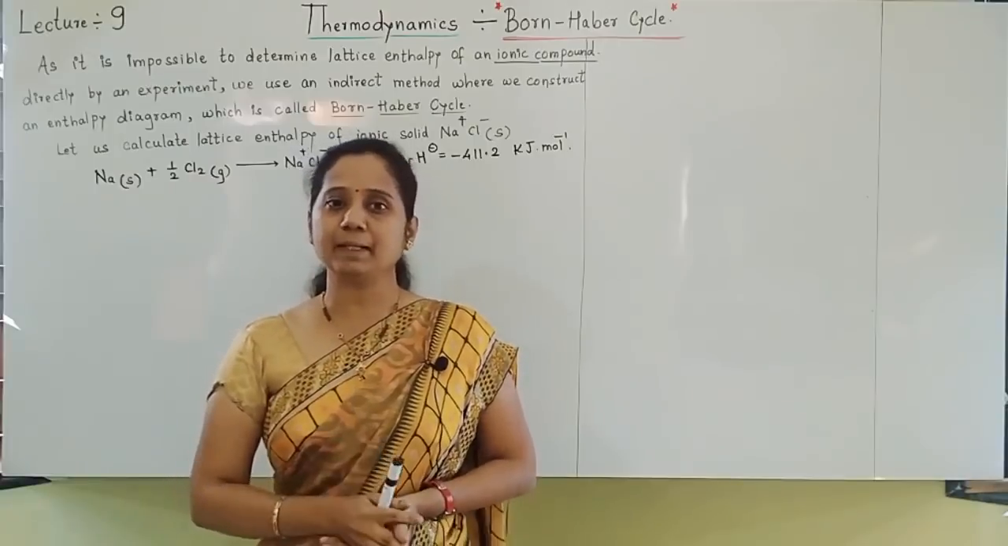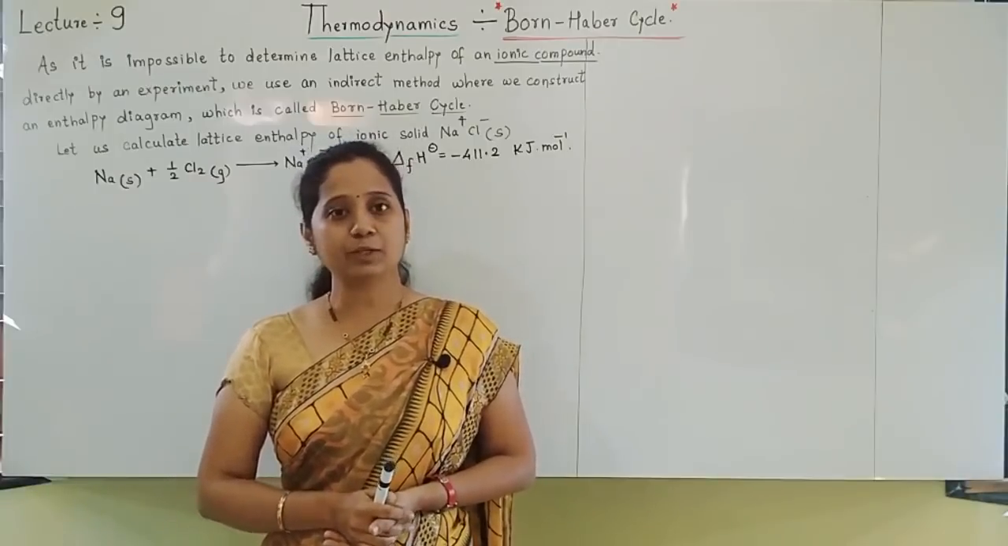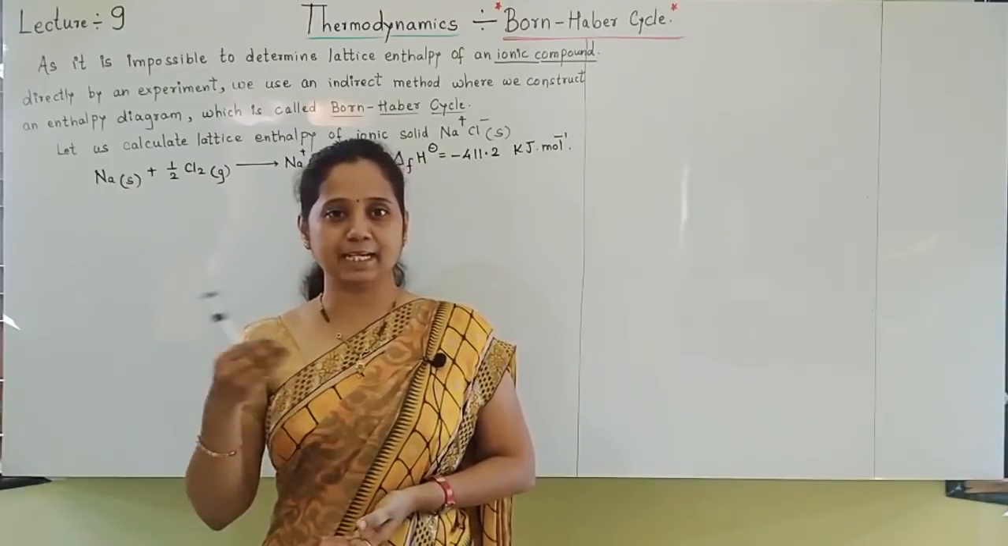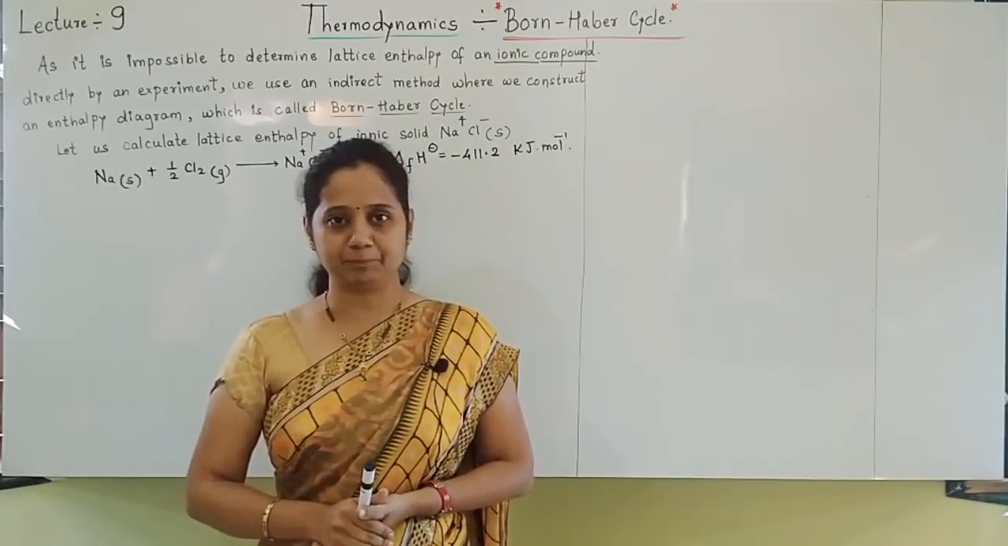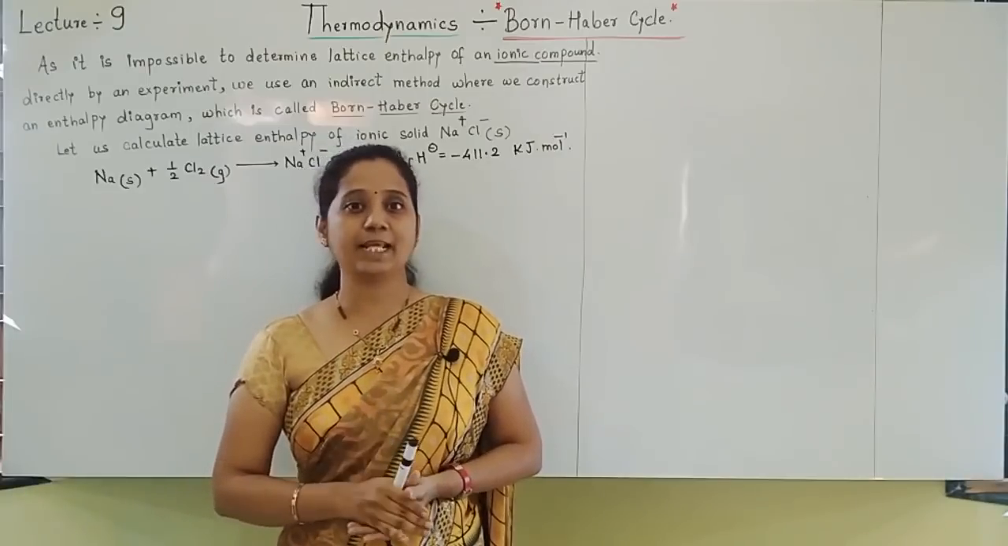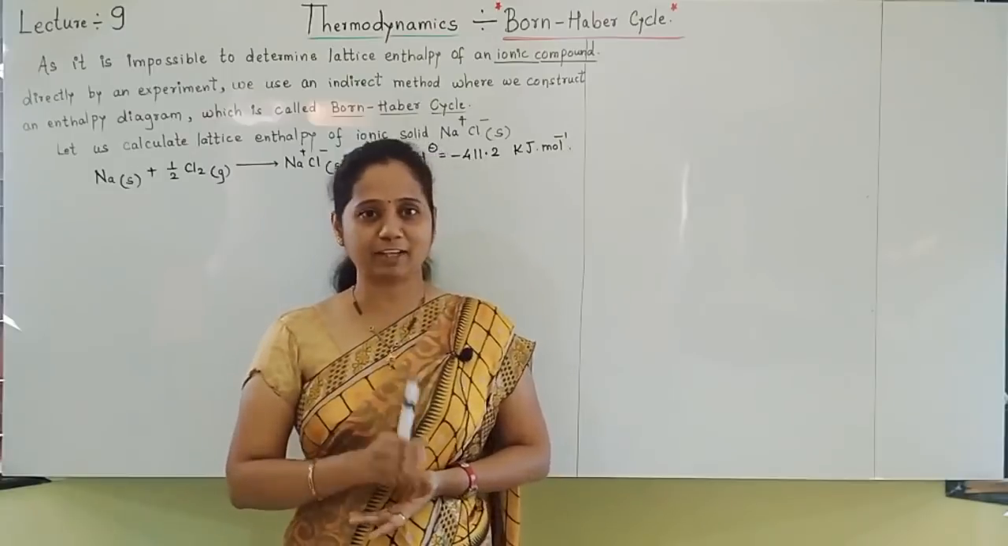So one indirect method is used for calculation of lattice enthalpy. That indirect method is by Born-Haber cycle. What is there in Born-Haber cycle? Again this is based on Hess law. So after Hess law I have taken this topic.